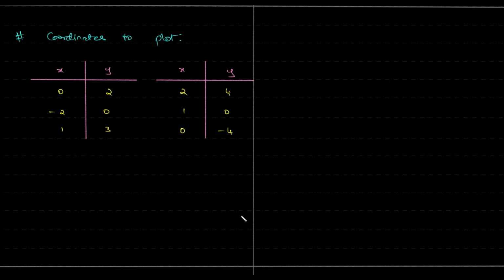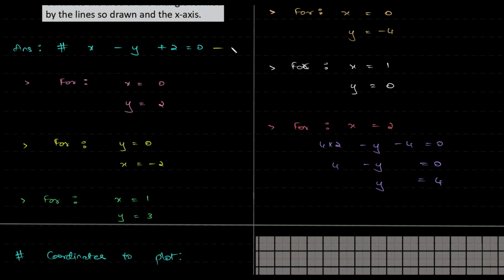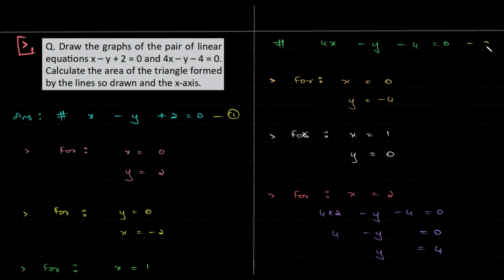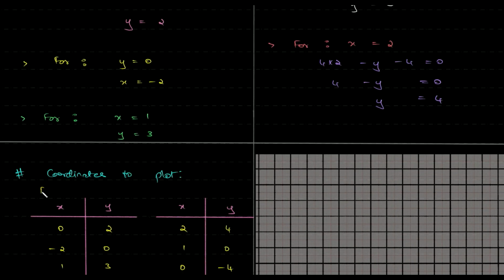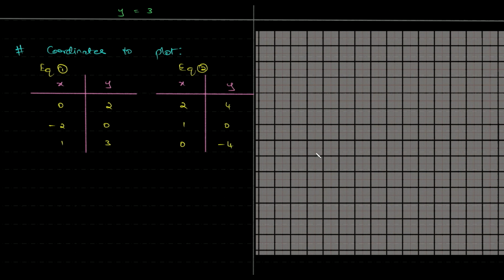Now we have to plot. For that I need a graph sheet, which I don't have as of now. Let me copy and paste it over there. Okay, I have the things ready. This is equation 1 and this is equation 2. Looking at the values, we have minus 4 to plus 4 maximum along the y, and along the x it is 2 and 2. The values are not too high, so we can draw things easily.